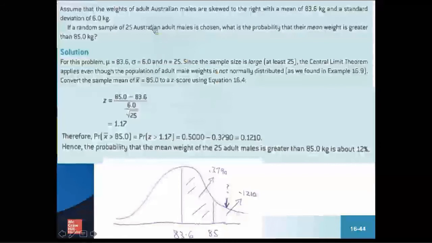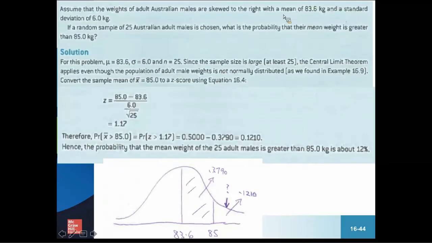So let's plug straight into a question. We've got: assume the weights of Australian males are skewed to the right, so it's not uniform, with a mean of 83.6 kilos and a standard deviation of 6. So these are population figures. But if we took a random sample of 25 Australian adult males, what's the probability that the mean of this sample, the mean weight, would be greater than 85 kilograms? So our sample mean weight. We're going to use that and work it out from there.